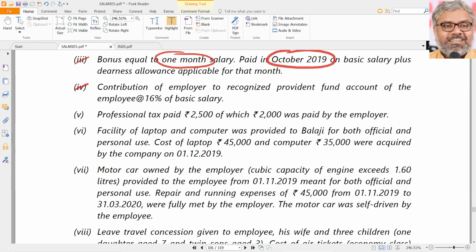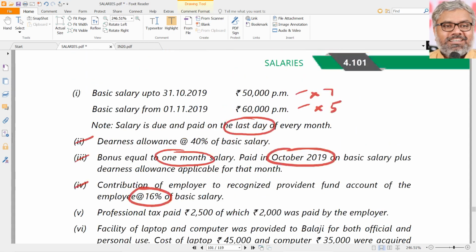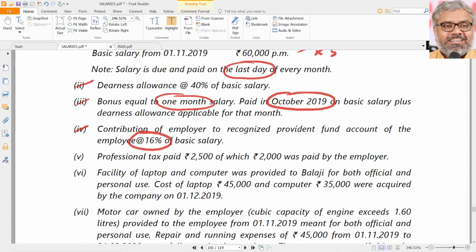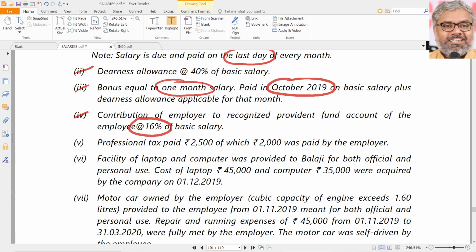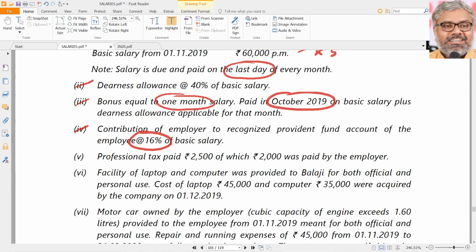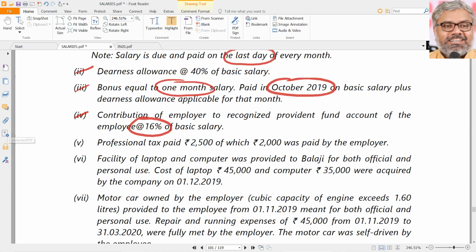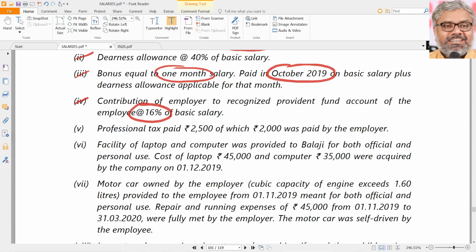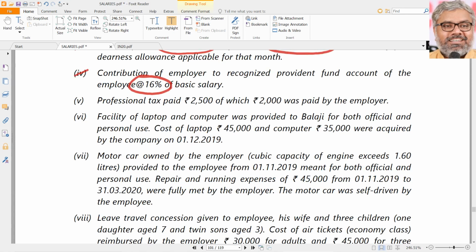Then contribution of employer to the recognized provident fund account is 16% of basic salary only. Once again, if you assumed DA as forming part of salary, your calculation has to be done separately, because contribution of employer is 16% of basic. But what is exempted is 12% of basic and DA forming part of salary. So it depends upon whether you assume DA forming part of salary or not. If you assume DA is not forming part of salary, it is easier also. Then directly you can take 12% of basic as exemption, which means 4% of basic will be taxable in this case.